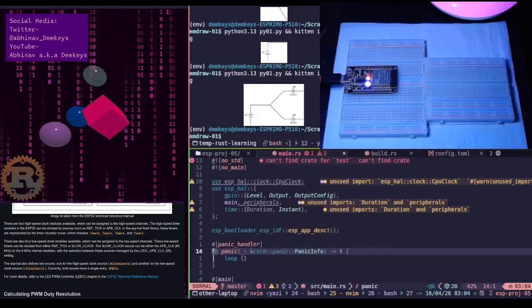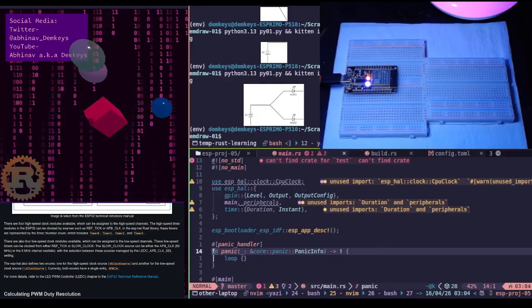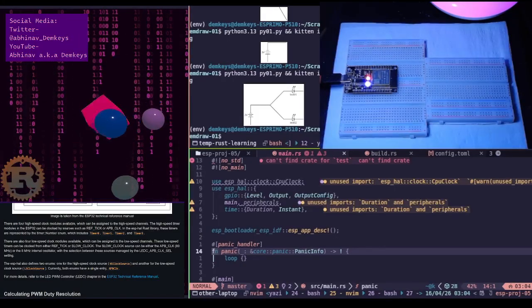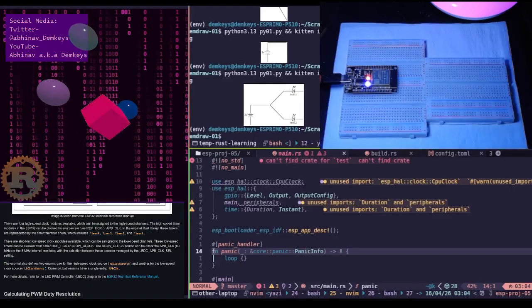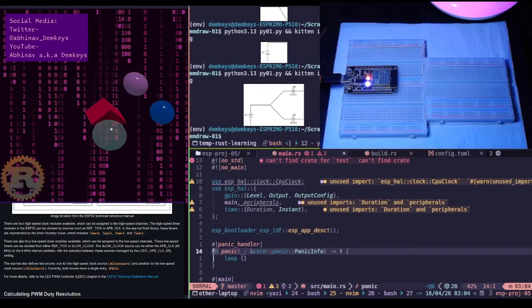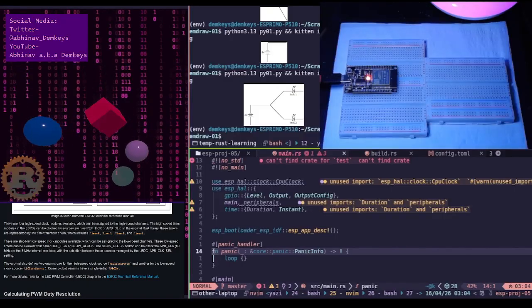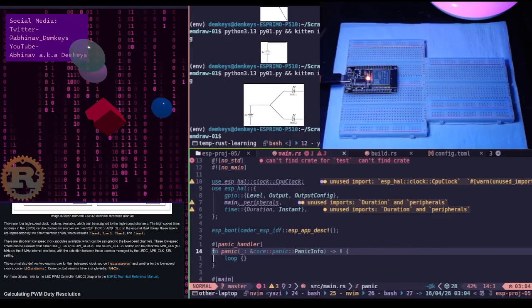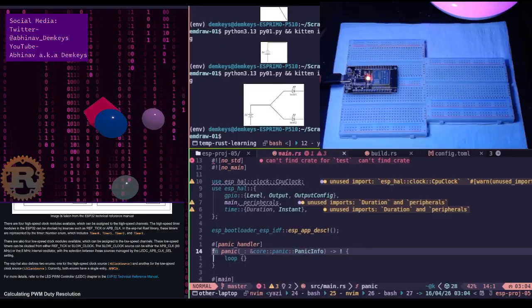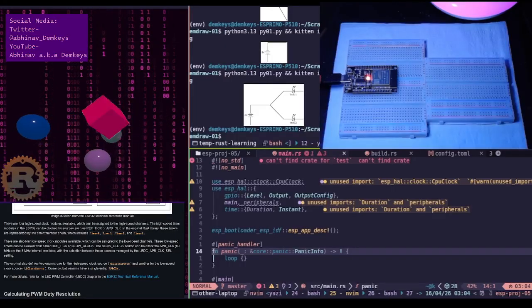What's up, guys? This is Dem Keys, and today we are going to continue learning about ESP32 things, and more specifically, we're going to be focusing on clock signals and understanding how the ESP32 uses clock signals in various ways.